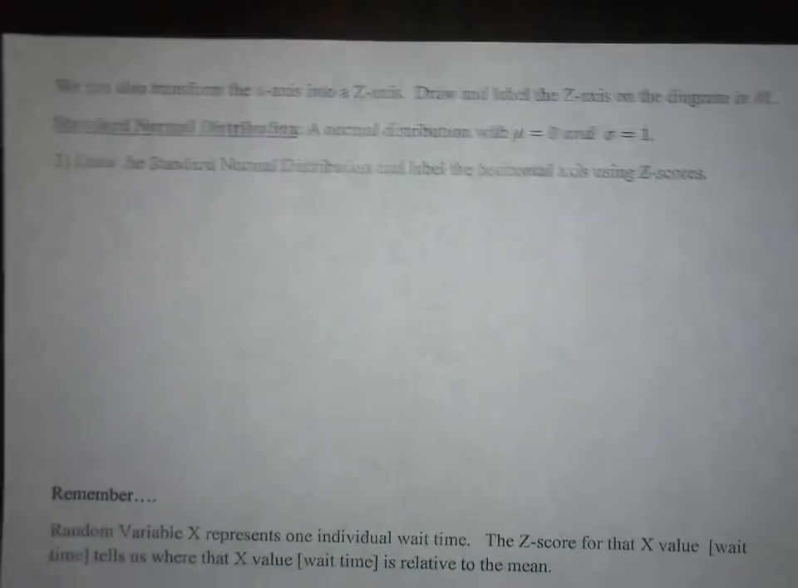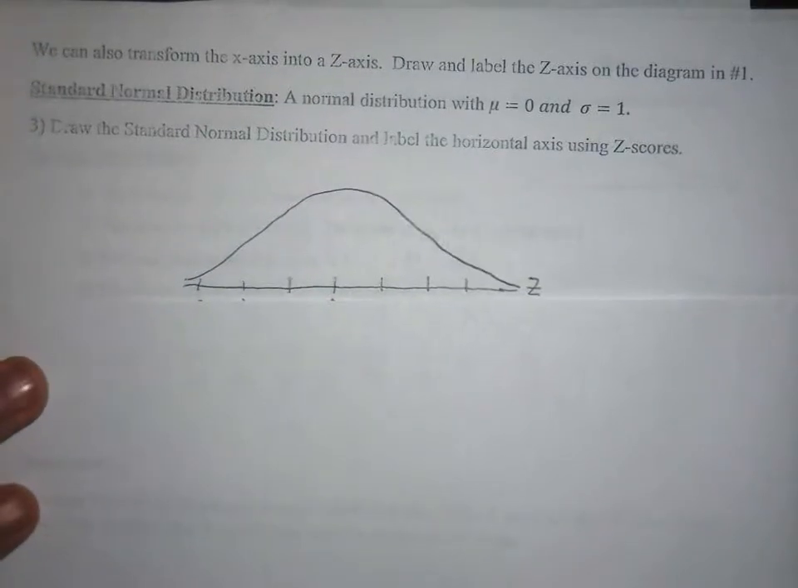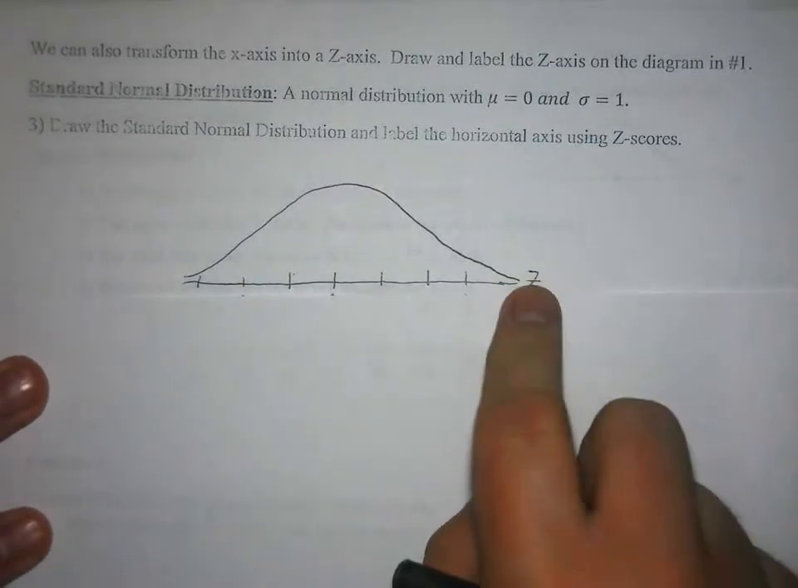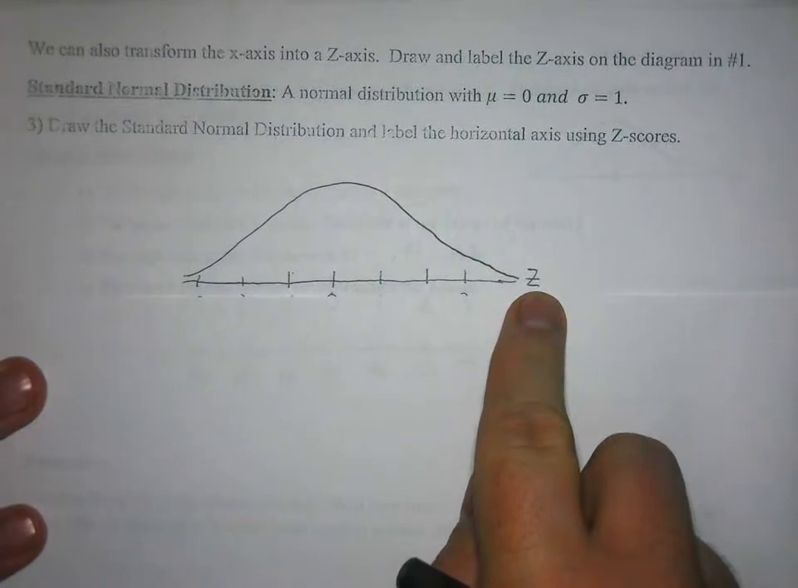Okay, on the next page, we can also transform the x-axis into a z-axis. Draw and label the z-axis on the diagram in number 1. Okay, so what we're going to have here is you draw the normal curve. I'm just redrawing it here. Instead of putting x, the data value for the wait time, on your axis, we're going to put z.